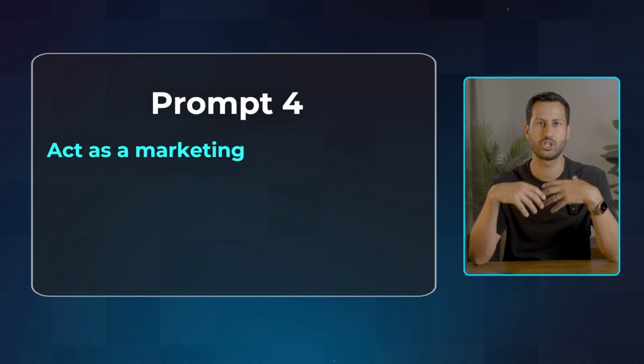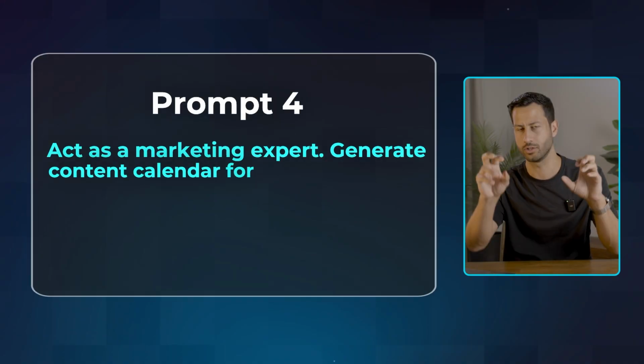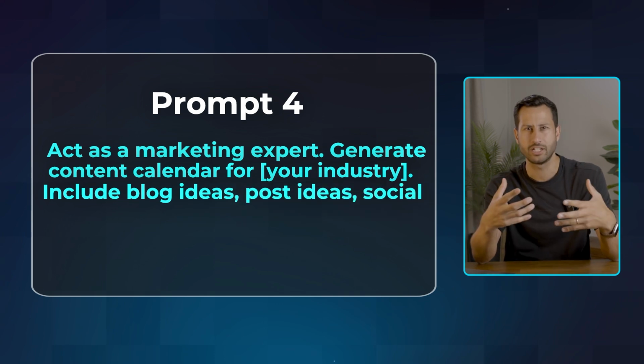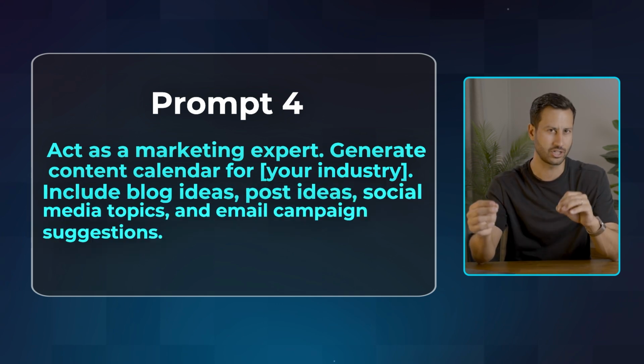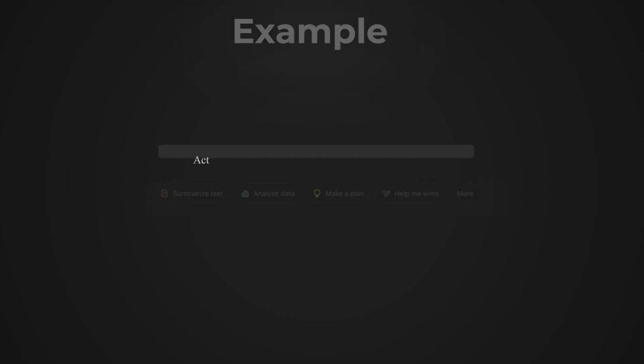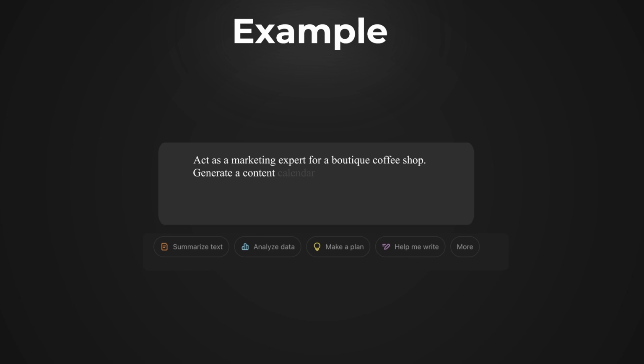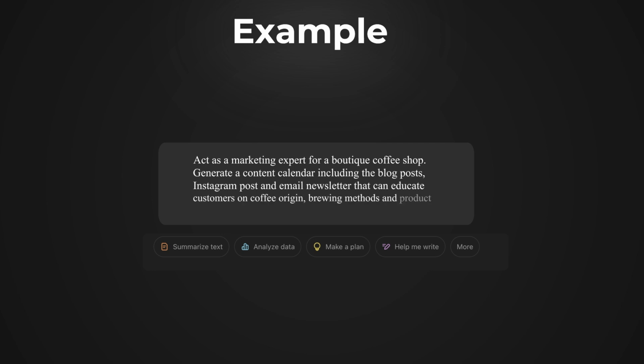Here is the prompt. Act as a marketing expert, generate a content calendar for your industry, include blog ideas, post ideas, social media topics, and email campaign suggestions. Now, if we look at a specific example here, we might say act as a marketing expert for a boutique coffee shop. Generate a content calendar, including the blog posts, Instagram posts, and email newsletter that can educate customers on coffee origin, brewing methods, and product launches.